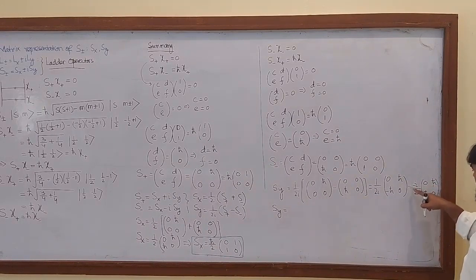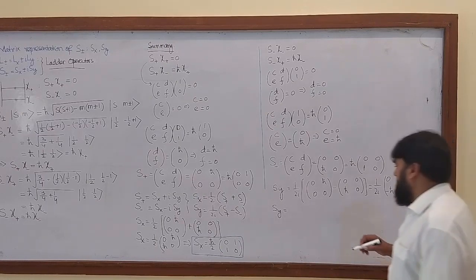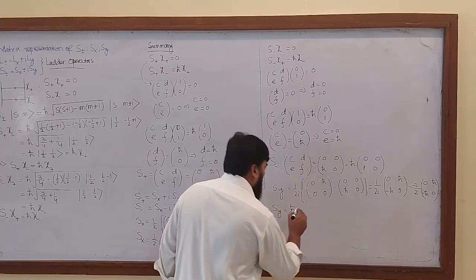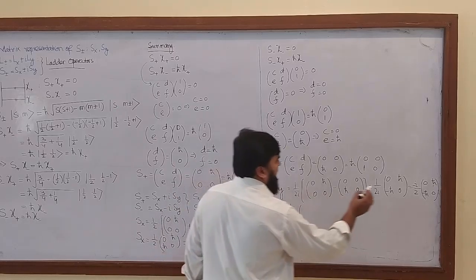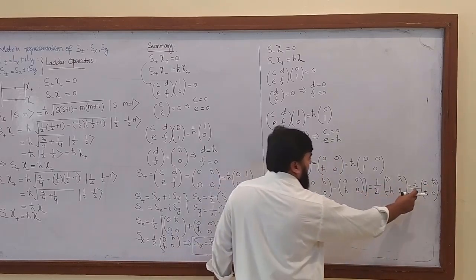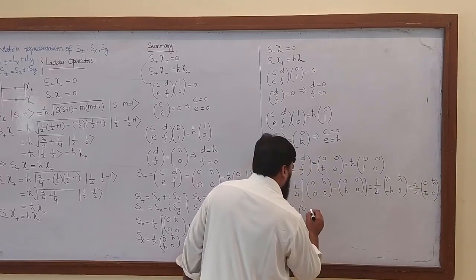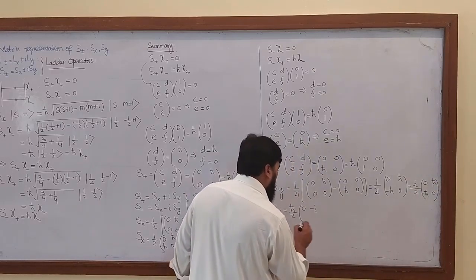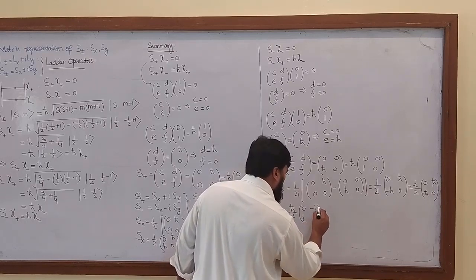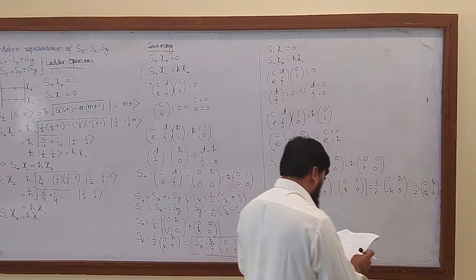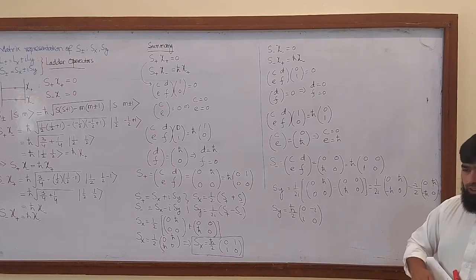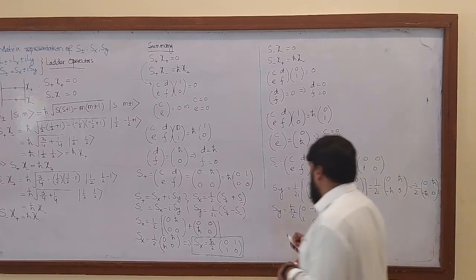Then Sy is equal to, take h bar out, clear? And minus i multiply inside. So it will be h bar over 2 and then multiply minus i inside. So we will have 0, and here h bar is also out, 1 remains, it becomes minus i. This becomes plus i and 0. Clear? So this is the matrix representation of Sy.